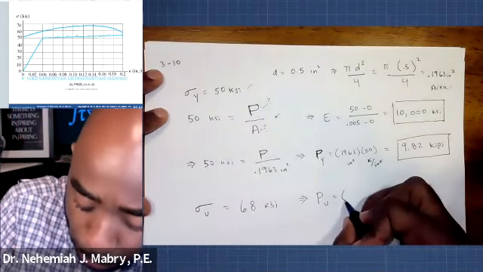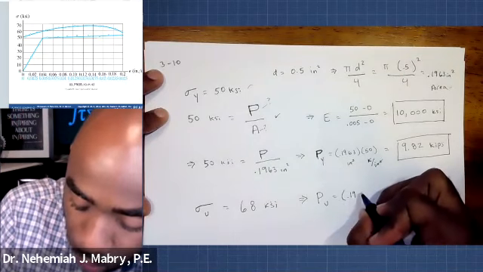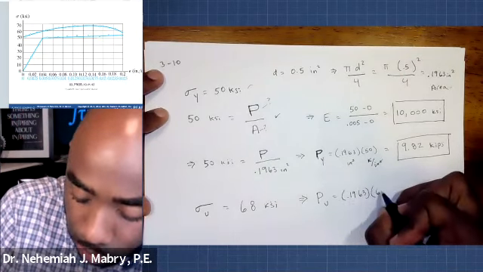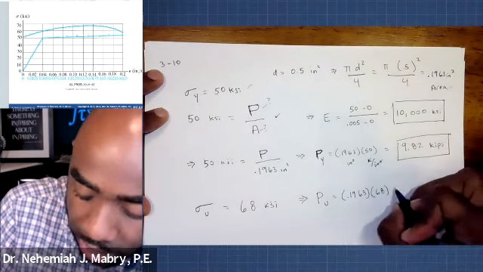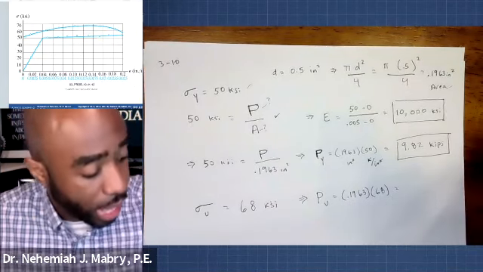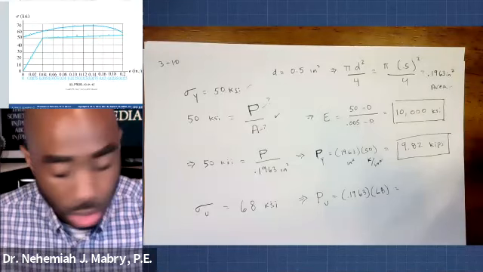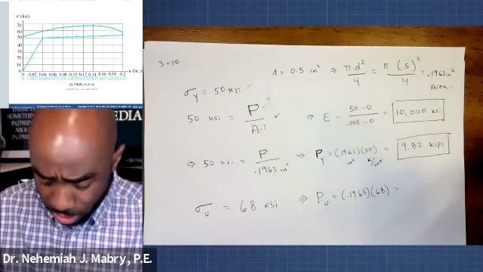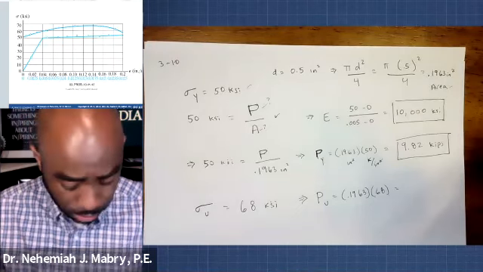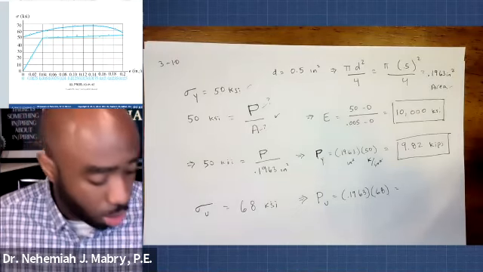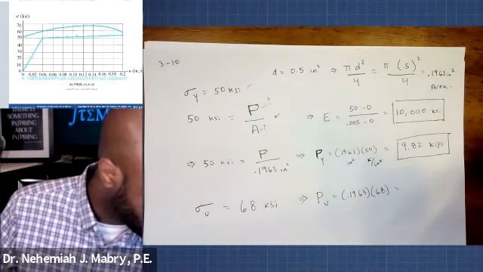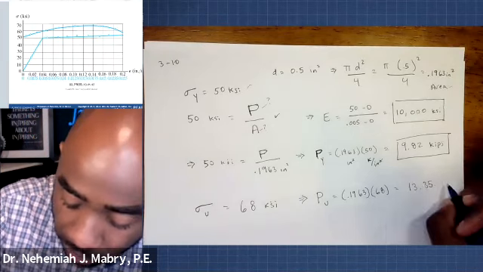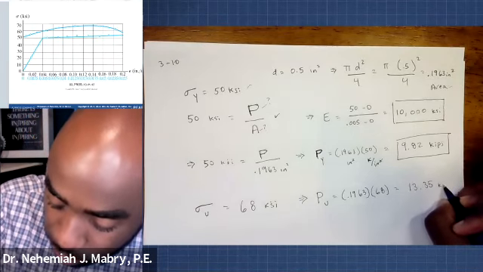So that is going to be doing the same thing, right? The area, 0.1963 times the stress. We've determined that to be 68. Let's see if your calculators concur with mine. 0.1963 times 68. And what I have is 13.35 kips.